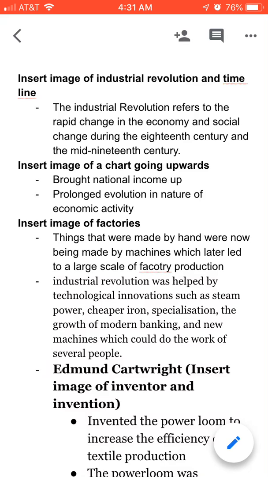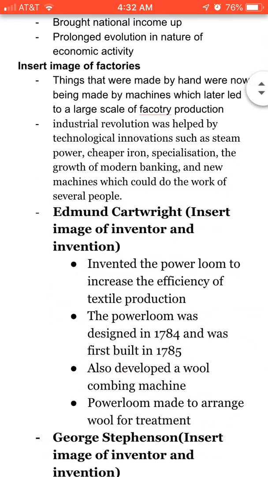How did the Industrial Revolution affect the people? It brought national income up, and it prolonged evolution in the nature of economic activity. It also, things that were made by hand were now being made by machines, which later led to a large scale of factory production. The Industrial Revolution was helped by technological innovations such as steam power, cheaper iron, specialization, the growth of modern banking, and new machines which could do the work of several people.